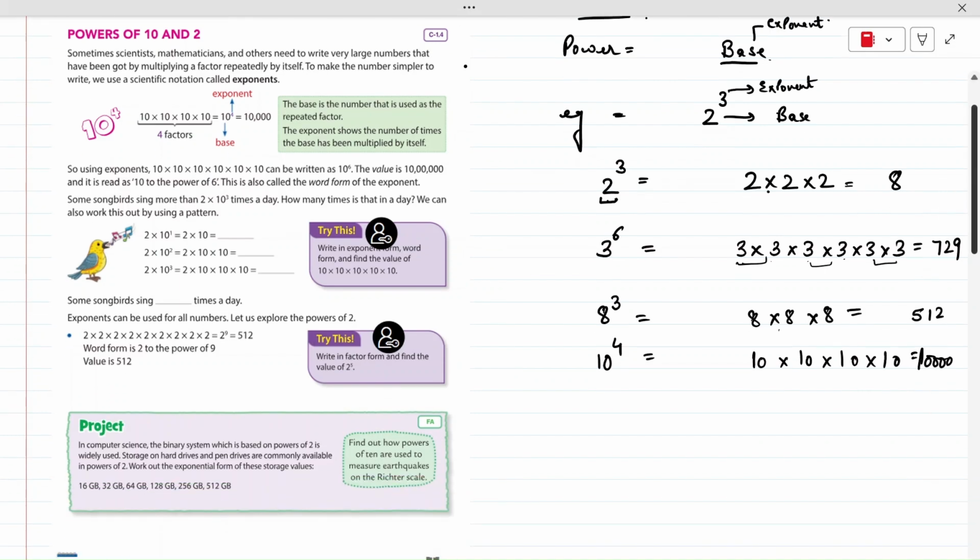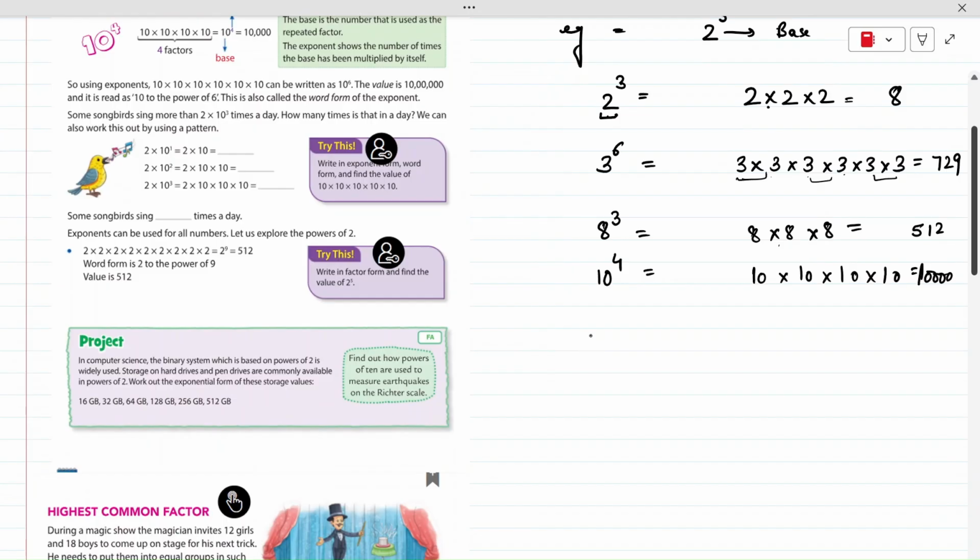So if you are asked to find the value of this number, first of all, you have to write it down like this, 5 into 5 into 5, and then just do the normal multiplication. This will give you the answer 125. And the same is followed for all the numbers, like we have done in the examples here. This is called power.